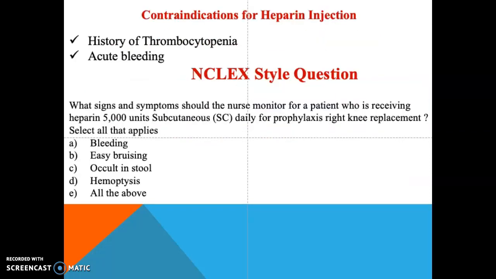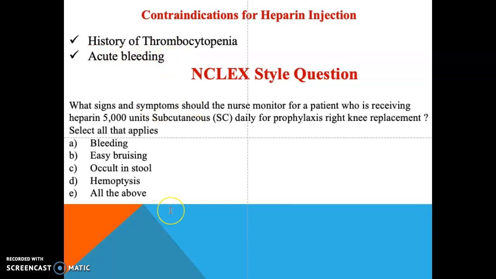The contraindications for heparin injections are patients with history of thrombocytopenia or patients with acute bleeding. You cannot give heparin to those patients.